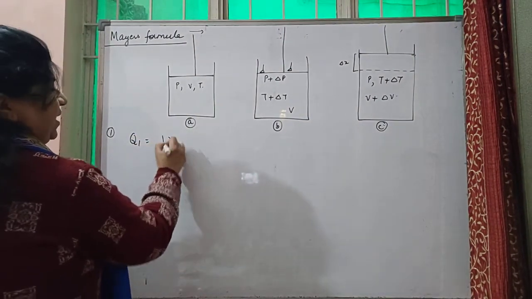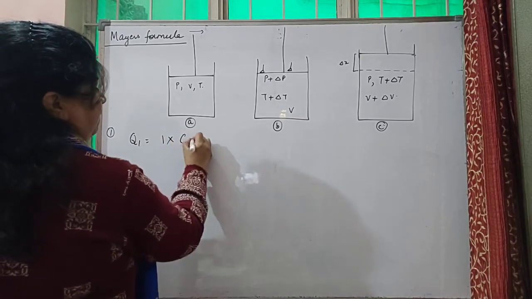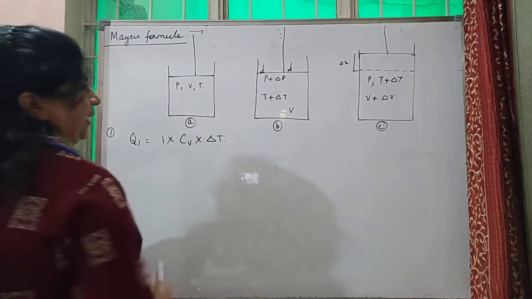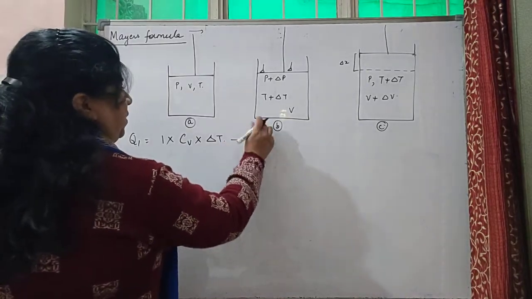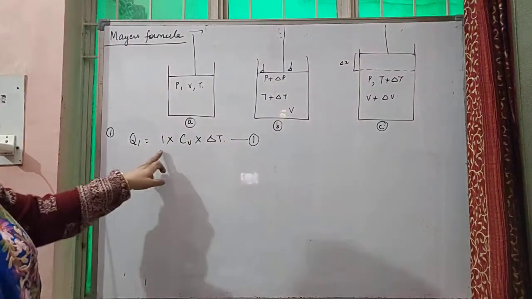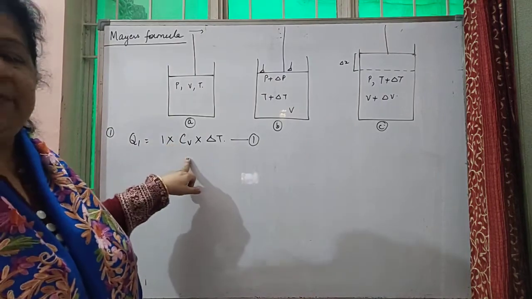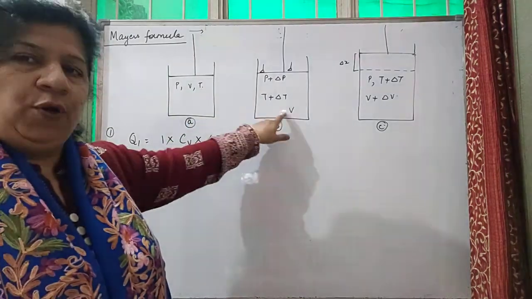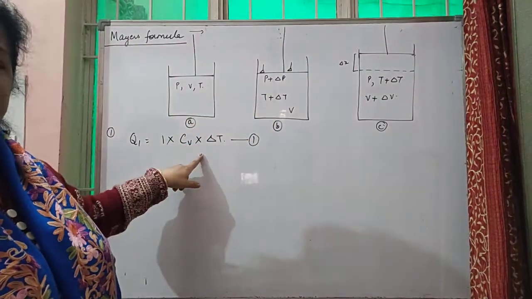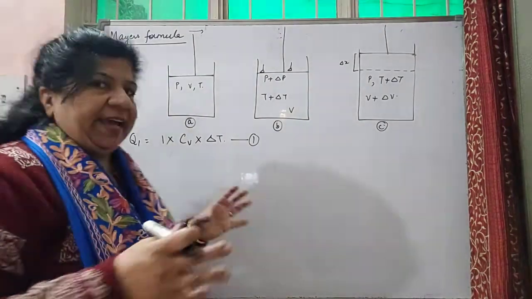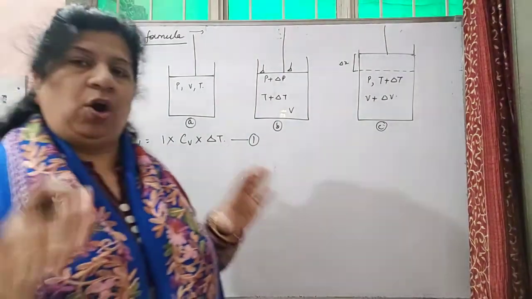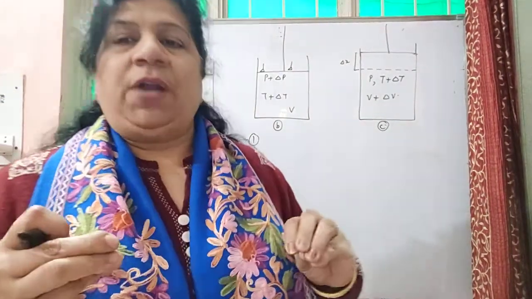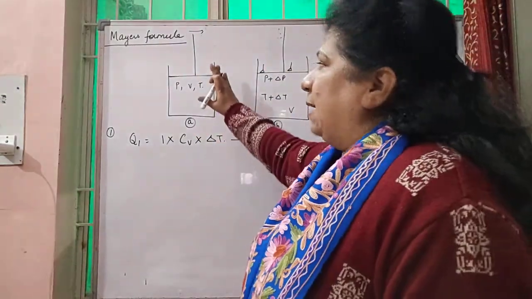1 mole of gas is taken. Q1 equals Cv into delta T, the rise in temperature. So this becomes equation number 1. I hope this is clear. 1 mole of gas, specific heat capacity at constant volume into the change in temperature. Now, we leave the gas and let it come to the original position, where its P, V and T were. Now it has come to its original position.